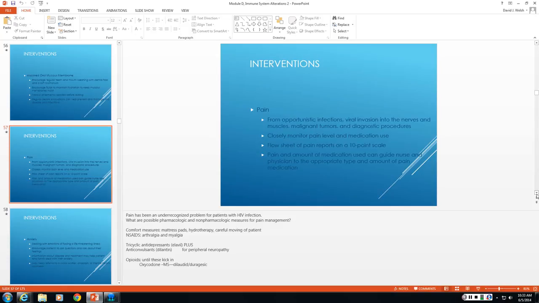For pain, basically you want to use comfort measures for these patients. So it's going to be mattress pads, hydrotherapy, careful moving of them. You're going to use NSAIDs for any kind of myalgia or arthralgia. Remember, pain is going to be from opportunistic infections and viral invasion into the nerves and muscles, malignant tumors, diagnostic procedures. You need to closely monitor their pain level and their medication use. You want to use a flow sheet of pain reports on a 10-point scale, and you want to treat their pain.